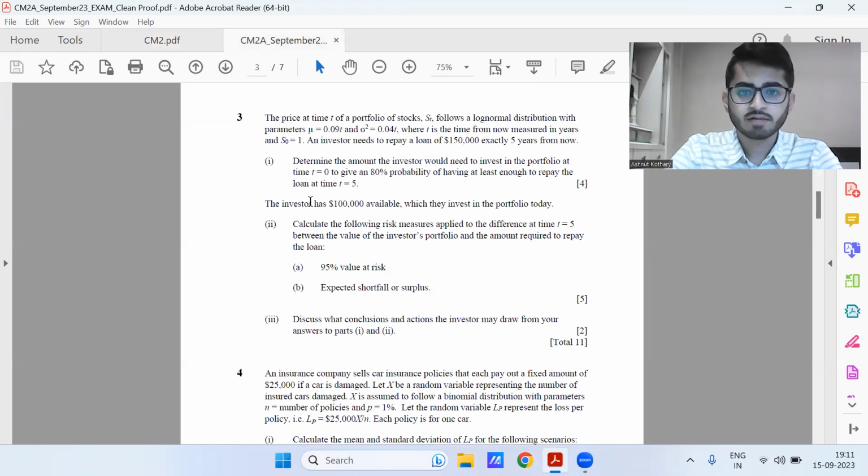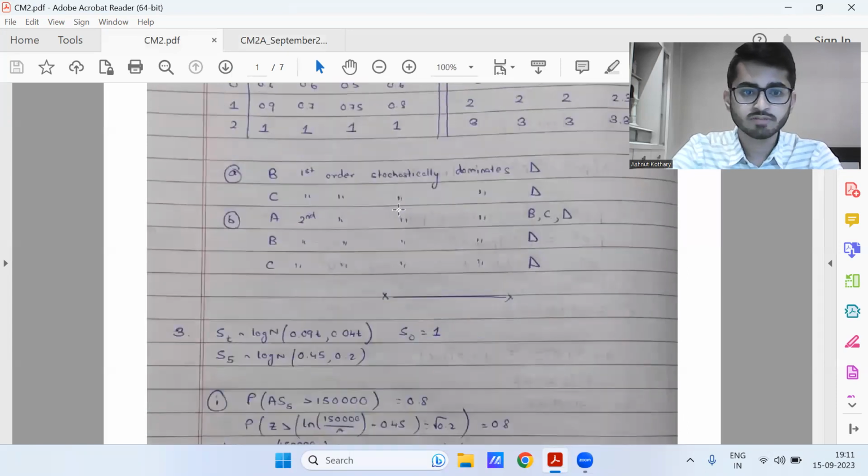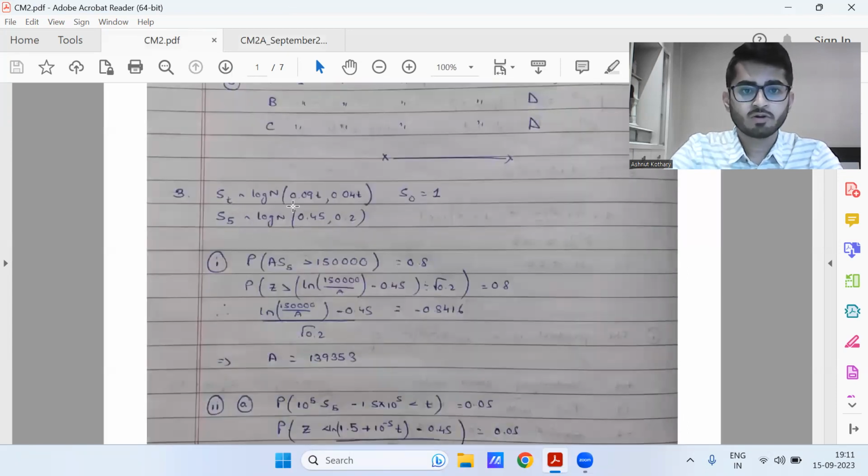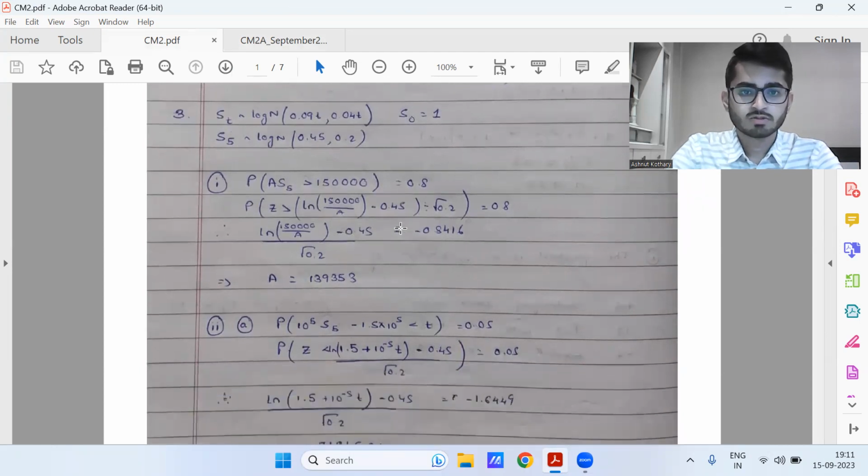Next, question 3, again a fairly straightforward one. Let me quickly take you all through the solution. ST follows a log-normal distribution with mean 0.09t and variance 0.04t. S naught is given to be 1. So we have been given these values. Note that ideally I should have divided S5 by S naught for completeness and technicality, but given S naught is 1, I have just given a brief solution. More technically, you should be dividing S5 by S naught.